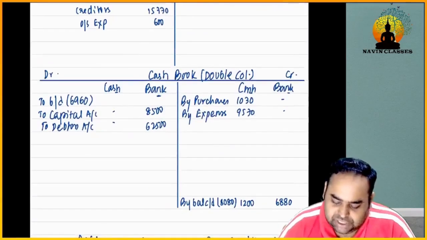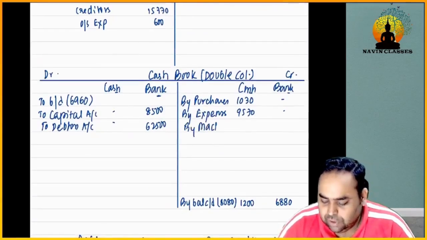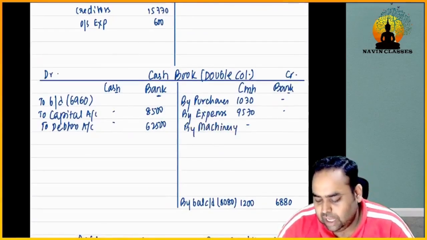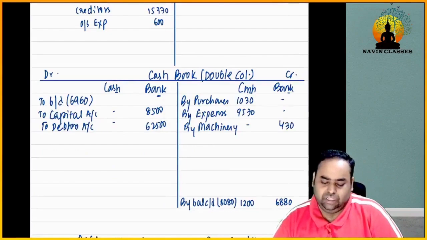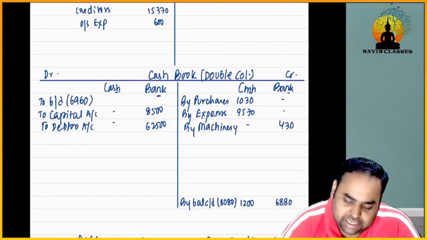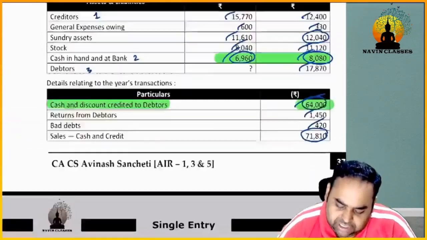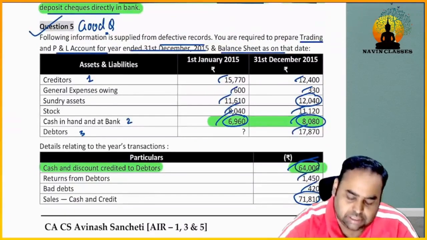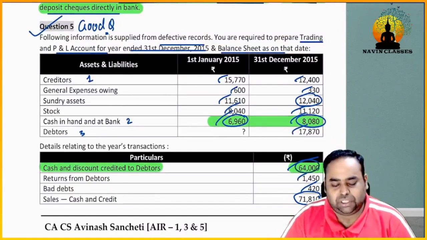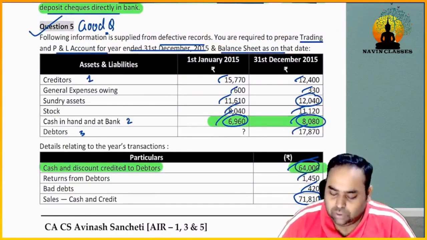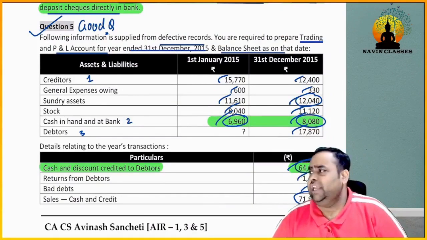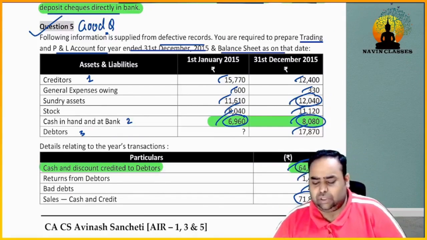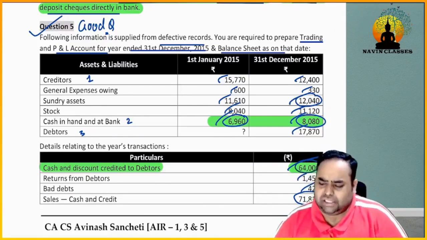Next is purchase of machinery by cheque. It means I have purchased machinery, so I'll write by machinery 430. Now reconcile the accounts of machinery and sundry assets once. Means check the accounts of sundry assets once. The opening was 11,610. And I have purchased 430. So closing is 12,040, and the account is tallied. There's no sale or depreciation. 430 was added to 11,610 makes 12,040.